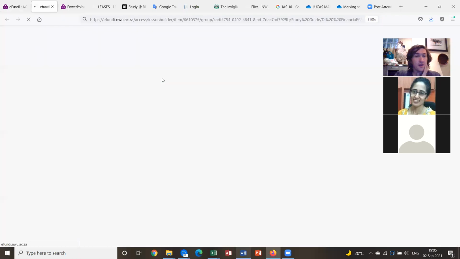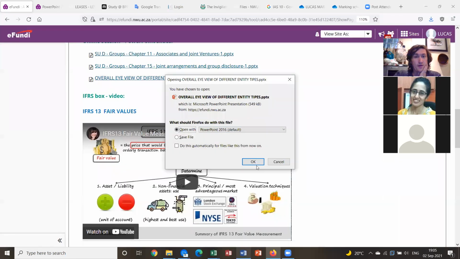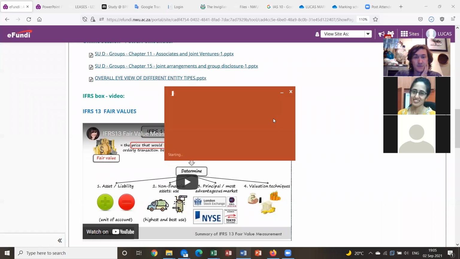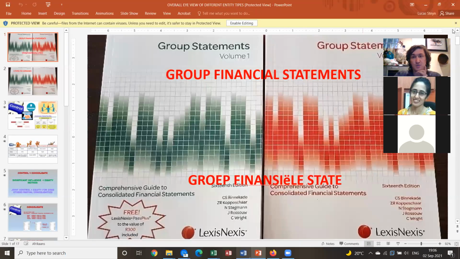And just to explain that, I'm just sharing this with you, and then I'll take any questions that you guys might have. So I'm just going to share my screen again, making sure you understand it. So bottom line, we have an overall view of the different entity types. And I just want to reiterate what we've mentioned already. Okay.